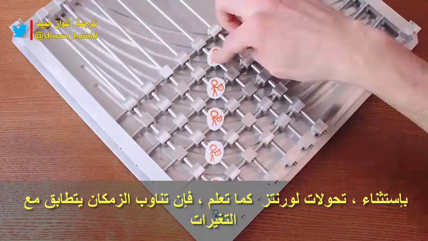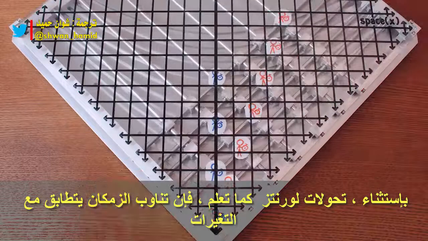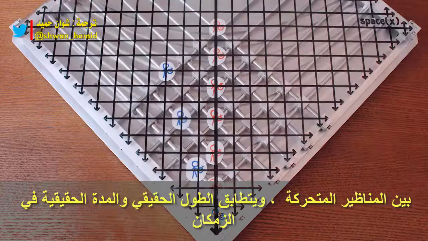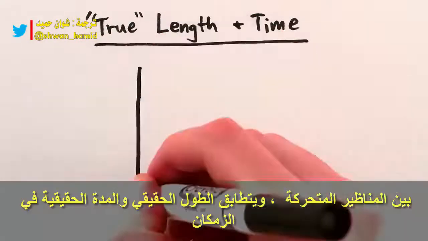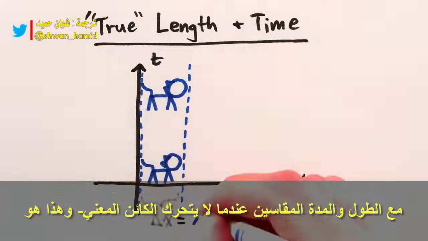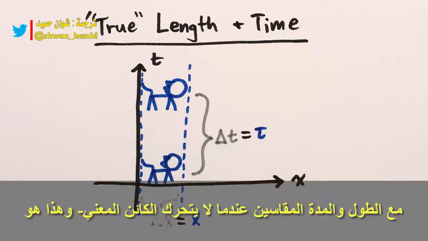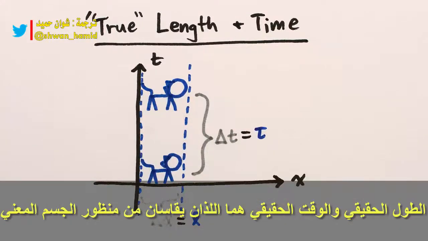Except, as you know from Lorentz transformations, rotations of spacetime correspond to changes between moving perspectives. So true length and true duration in spacetime correspond to the length and duration measured when the object in question isn't moving. That is, true length and true time are those measured from the perspective of the object in question.